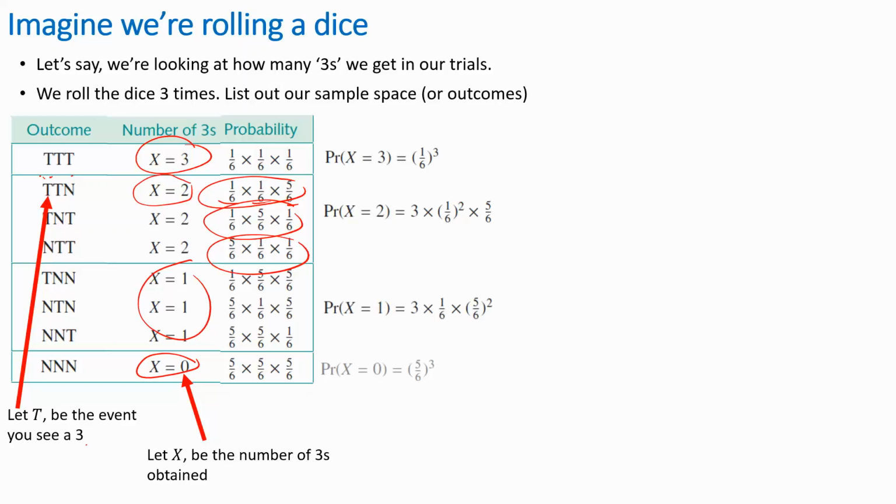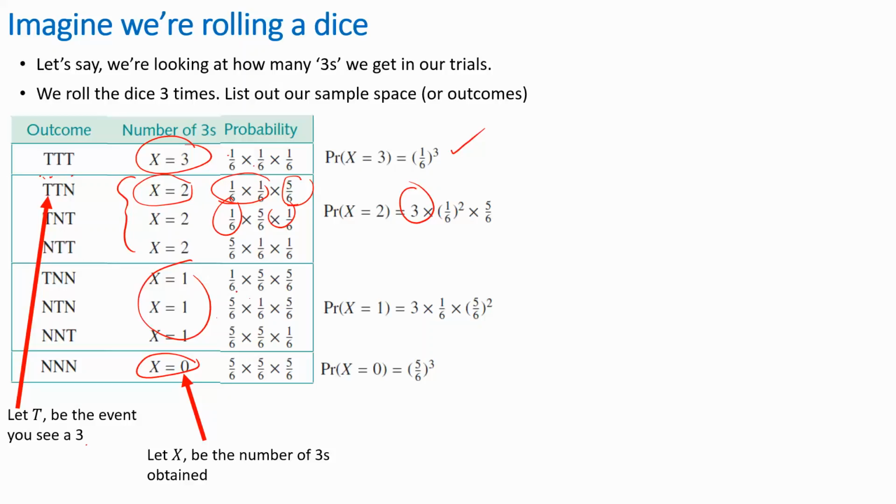Now, this is what they would have written here. If you notice, this is another way of writing 1/6 times 1/6 times 1/6, which is 1/6 to the power 3. Whereas this one is the same thing as saying 1/6 to the power 2 times the chance of failure, 5/6. Same thing here: 1/6 times 1/6 is 1/6 to the power 2. Where does that 3 come from? That 3 tells me that out of your sample space, there are 3 of them that occur the same way.